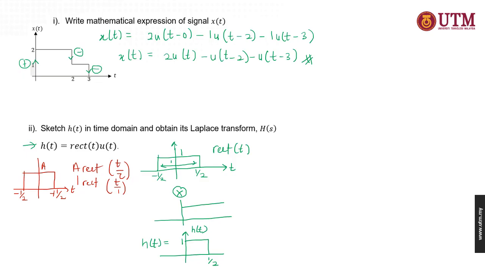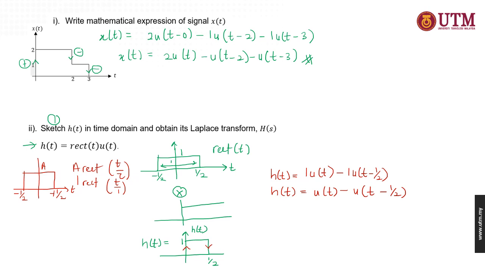Okay, but don't forget to look at the question completely. First, you need to sketch. Second, you need to obtain its Laplace transform. To get the Laplace transform, you need to have your h(t) equation first. h(t) in this case is pointing up and pointing down. So it's 1 u(t minus 0), and then pointing down, negative, the magnitude is 1 again, u(t minus half). Therefore, h(t) equals u(t) minus u(t minus half).